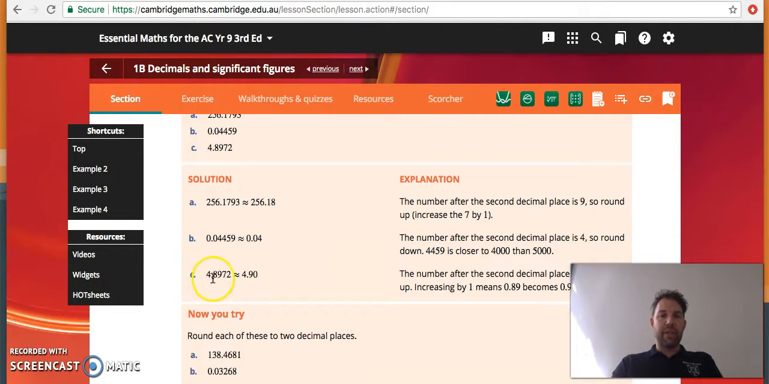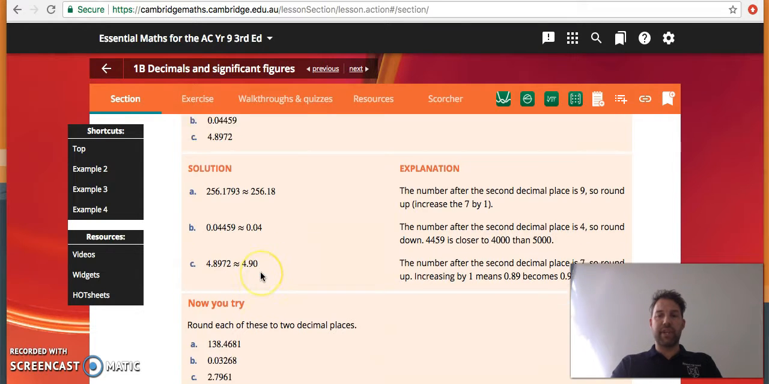Last one, 4.8972. We look at the second number, the 8, 9. Now, that is going to go up because 7's higher than 5. So when it goes up, instead of being 8, 9, it's going to be 9, 0, because that's going up. If we wrote 8, 0, that would be going down a lot and that would be incorrect. So we have to go to 9, 0, and the answer is 9.0 for that one.